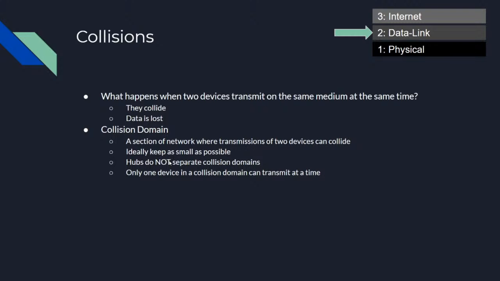And ideally, you want these collision domains to be as small as possible, because you don't want huge networks where everyone has to wait their turn to broadcast or send a message. The problem with hubs, mainly because they're so dumb, is they can't separate collision domains. So collisions often happen when there are hubs, which is why a lot of networks don't have hubs anymore. They replace them with switches. Only one device in a collision domain can transmit at a time.